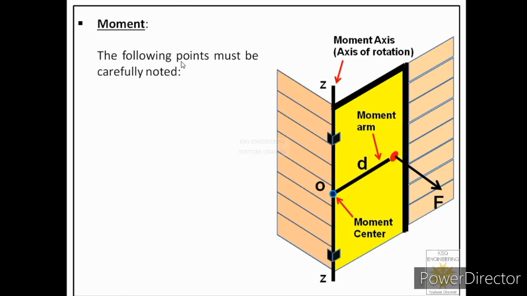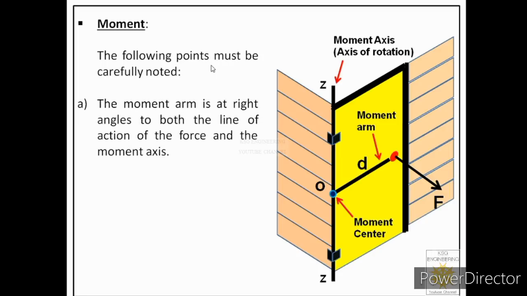Now we'll discuss a few important points over here. So listen very carefully. The first point is the moment arm is at right angles to both the line of action of the force and the moment axis. This we have already discussed. So the moment arm is perpendicular to the axis of rotation, see over here, and it is also perpendicular to the line of action of the force.